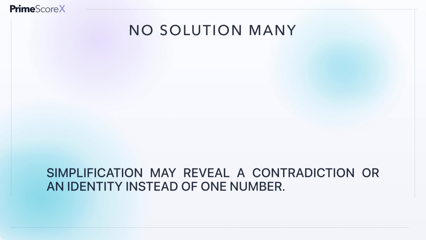If simplifying produces 5 equals 12, no value of x can make the equation true, so there is no solution. If simplifying produces 7 equals 7, every value of x works, so there are infinitely many solutions. These outcomes often occur when variable terms cancel. Do not invent a value after the variable disappears.